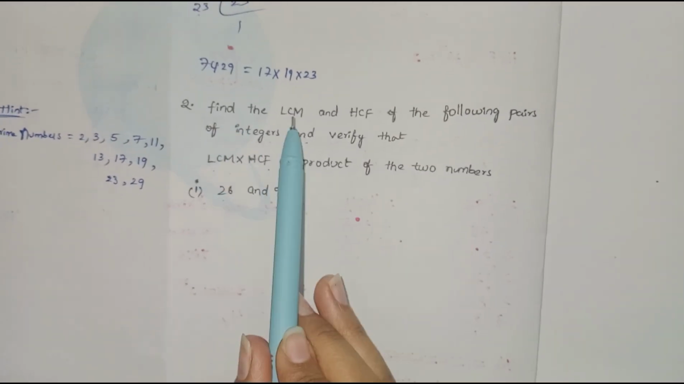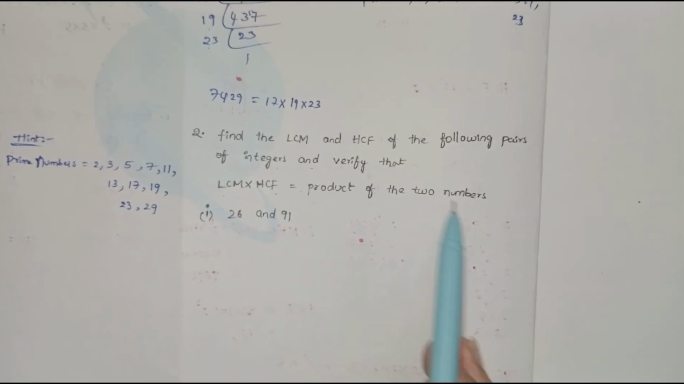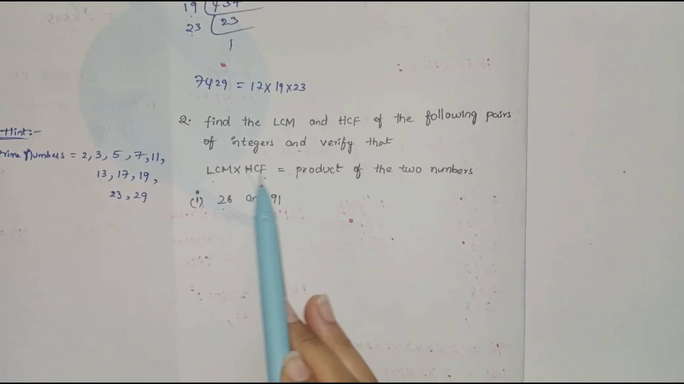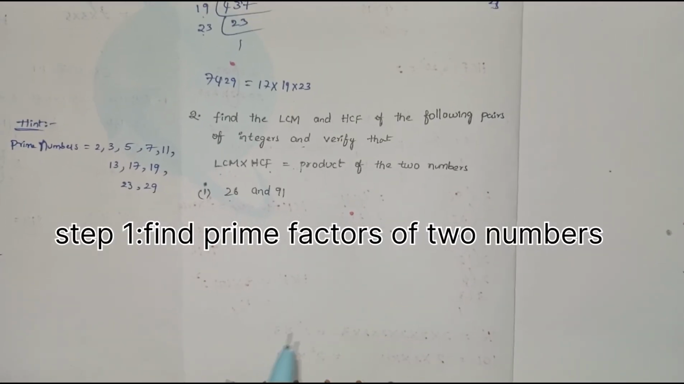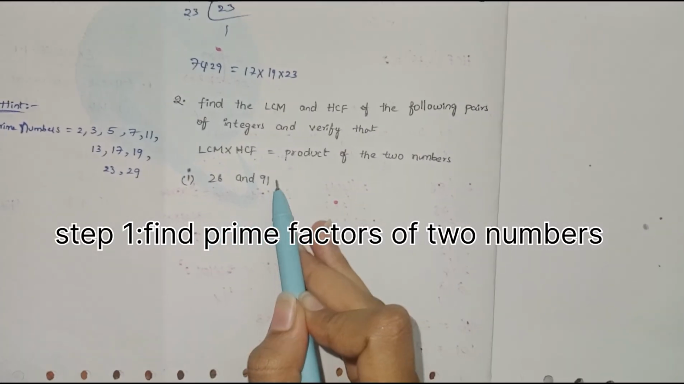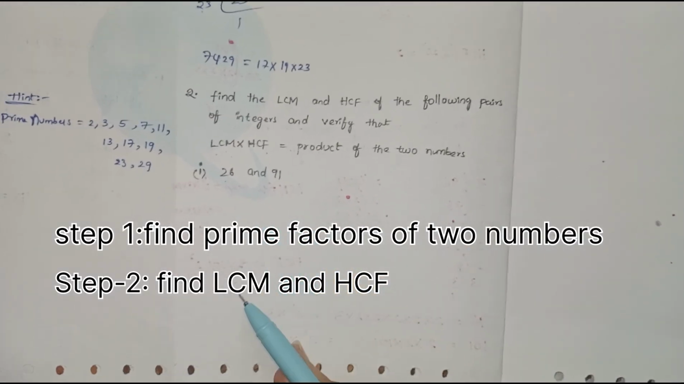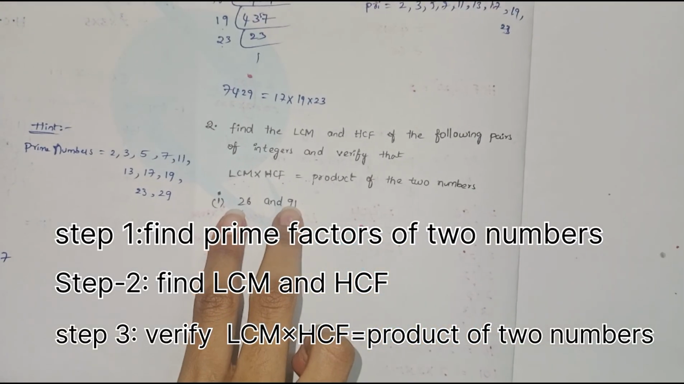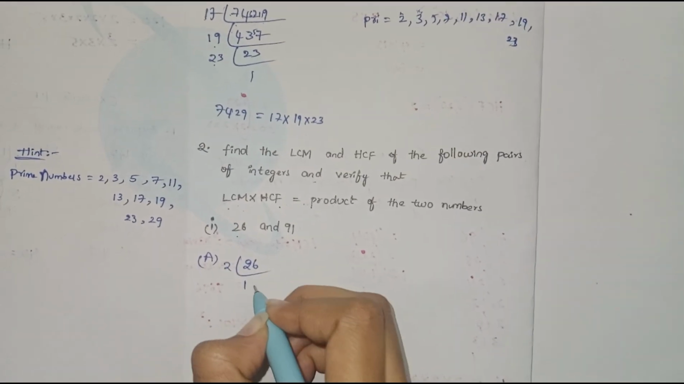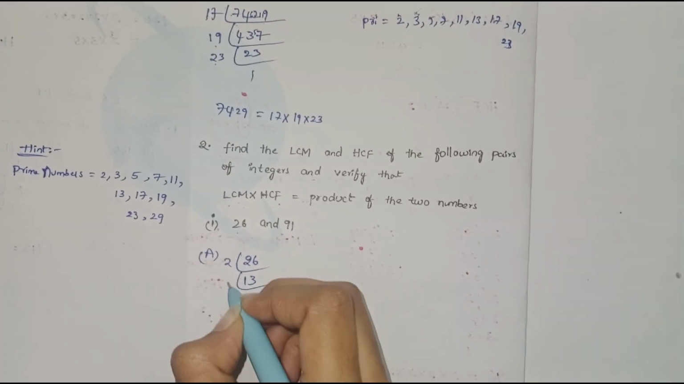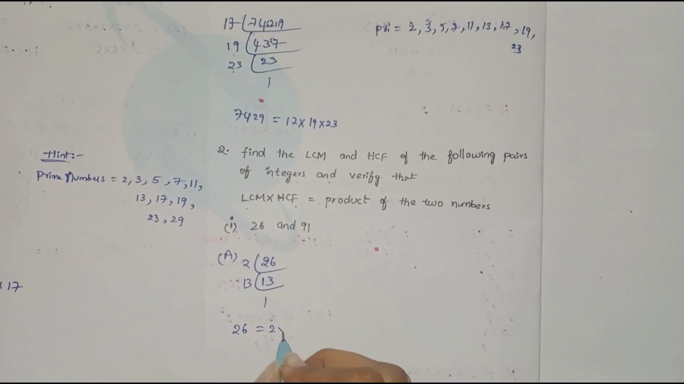Read the question. Find the LCM and HCF of the following pairs of integers and verify that, using this equation, LCM into HCF equals the product of the two numbers. First, step 1, we do the prime factorization for 26 and then find the prime factorization for 91. Next, find LCM and HCF. Multiply these numbers. First, step 1. 2 ones, 2 threes. 13 is a prime factor, so 13. Factors of 26: 2 into 13.